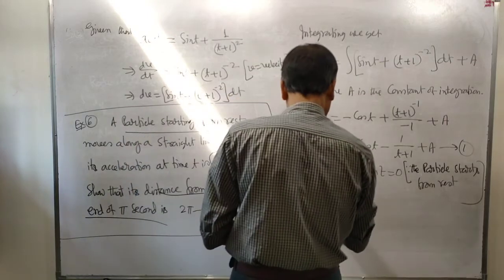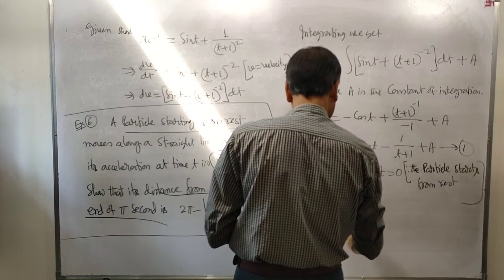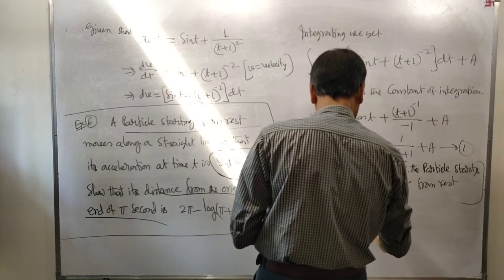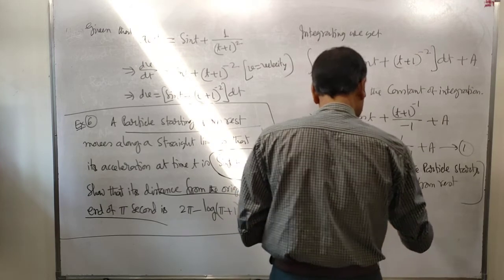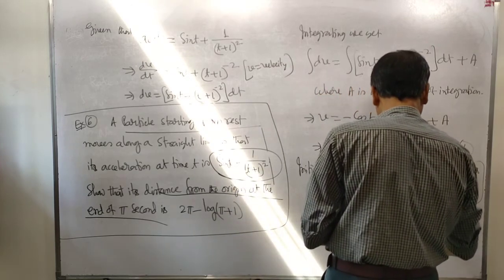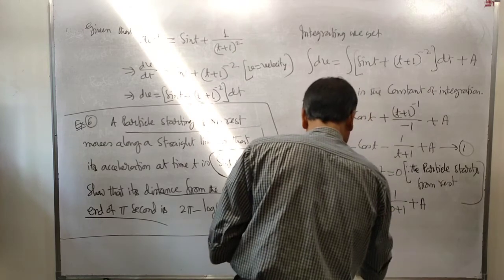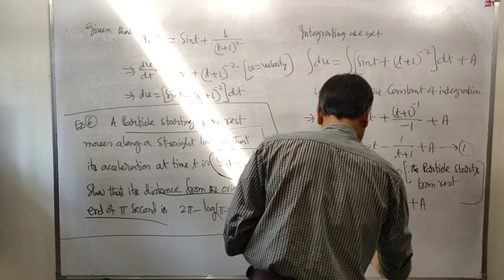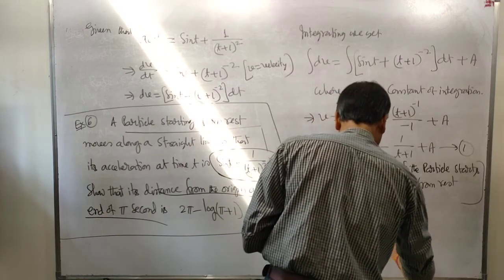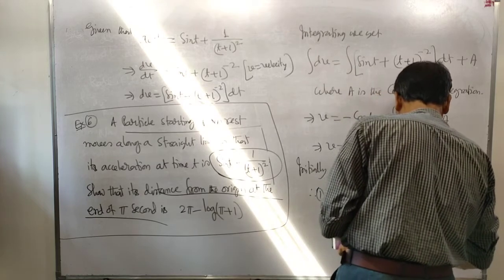Therefore, from 1 you will get 0 equal to minus cos 0 minus 1 by (0 plus 1) plus a. This means a equal to cos 0, which is 1, plus 1, equal to 2. Therefore, a is equal to 2.